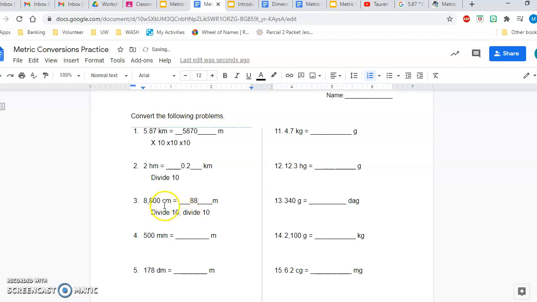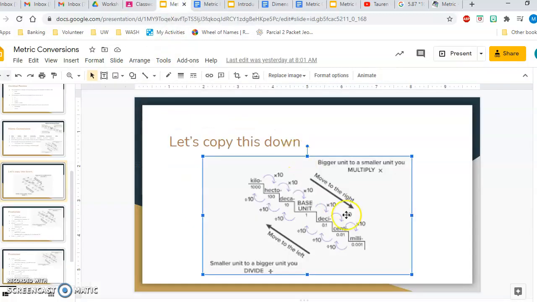You can also see we divided by 10 twice, so we got rid of both our zeros, is another way to do it. So we're going from millimeters to meters. We're starting at milli and going to our base unit of meters. So we're going up how many steps? 1, 2, 3. So we're going to divide 3 times.